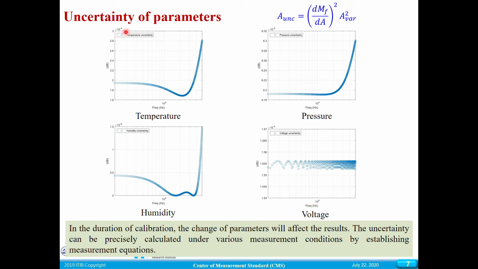The uncertainty during the calibration is defined as the square product of sensitivity factor and variation. The sensitivity factor will be the gradient of the parameter, which consists not only of the frequency but also other parameters like temperature, pressure, humidity, voltage, etc. Therefore, under different calibration conditions, the sensitivity factor will also be different. By studying the model provided in the third part of IEC 61094, the uncertainty can thus be precisely calculated by establishing measurement equations.